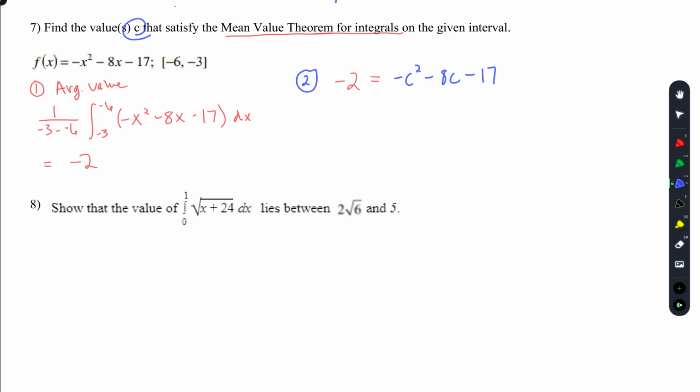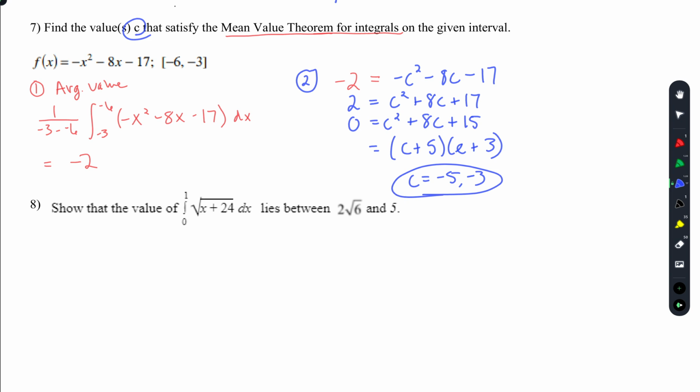Okay, so this is a little quadratic. Why are all those negatives there? Let's change that to positives. Then I'm going to scooch over the 2 and do a little factoring. Please be factorable. Is it? 5 and 3. Thank goodness. -5, -3. Those are the answers.